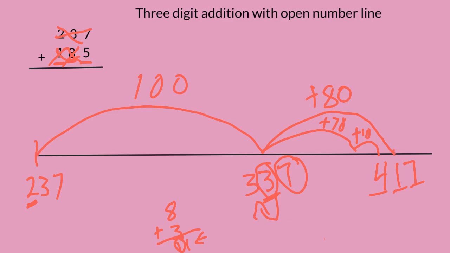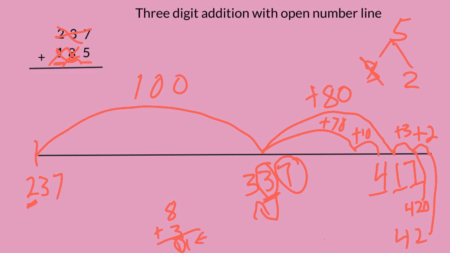We're going to take 5 again, and we're going to do a jump of 3 to get to our next tens place. And then 5 again is made up of 3 and 2. We already did the jump of 3. So now we're going to do a jump of plus 2 to get to our final answer of 422.